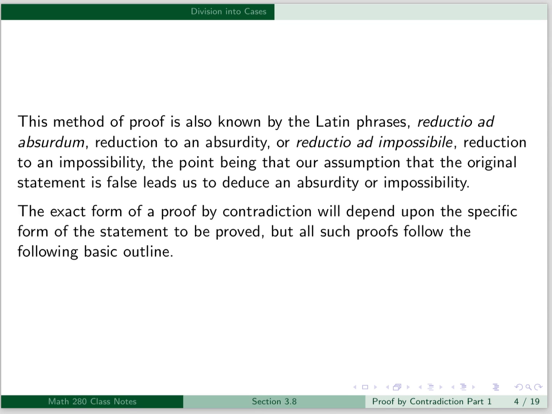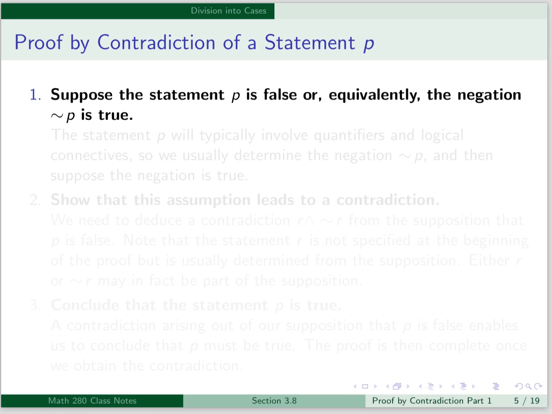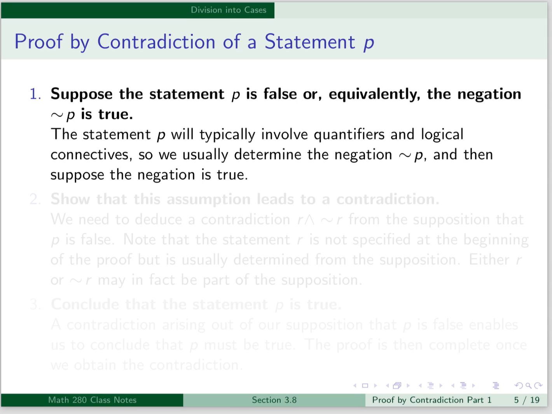The exact form of a proof by contradiction will depend upon the specific form of the statement to be proved, but all such proofs follow the following basic outline. Step 1, we suppose that the statement P that we're trying to prove is false, or equivalently, the negation not P is true. Now, the statement P will typically involve quantifiers and logical connectives, so we usually determine the negation not P and then suppose the negation is true.